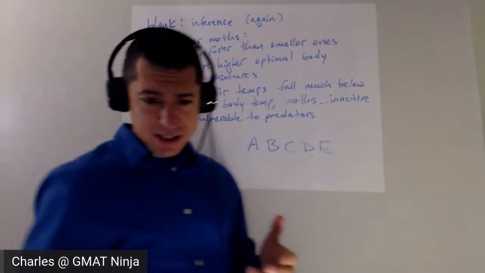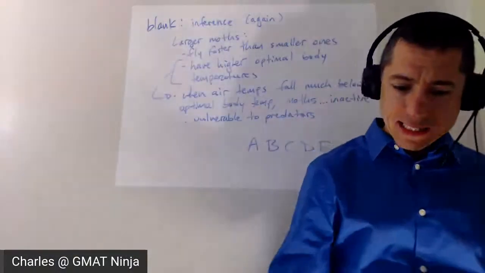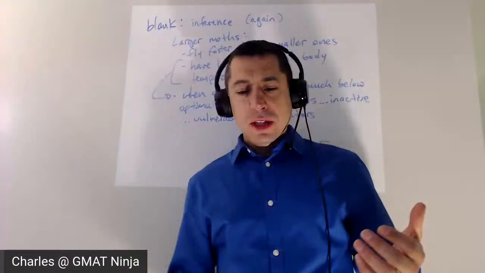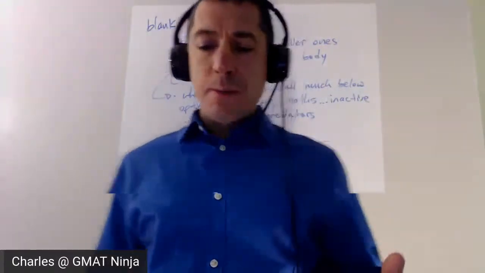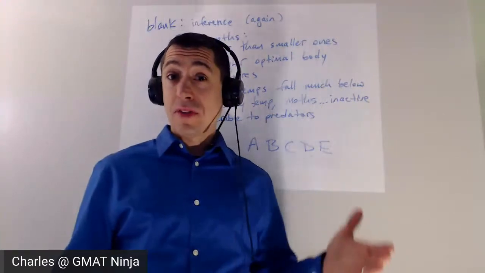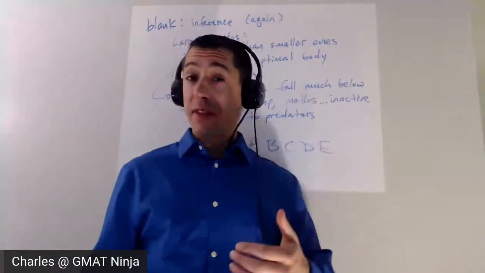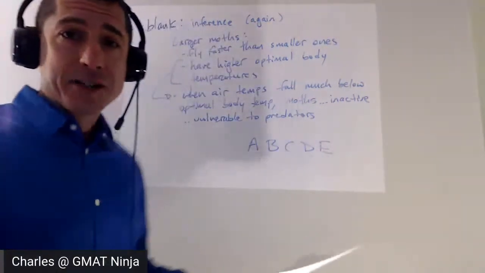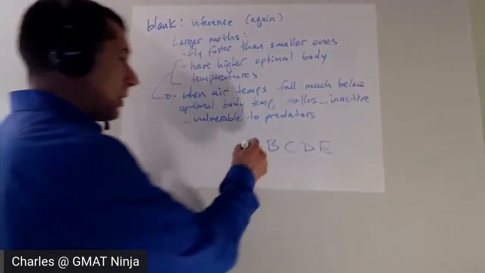So let's go through these answer choices. Which of these things makes sense? A, do we know that large moths are generally able to maneuver better in flight than smaller moths? We don't necessarily know that they can maneuver better in flight. We just know that they're faster. Nothing about agility, maneuverability. No way we can infer A.